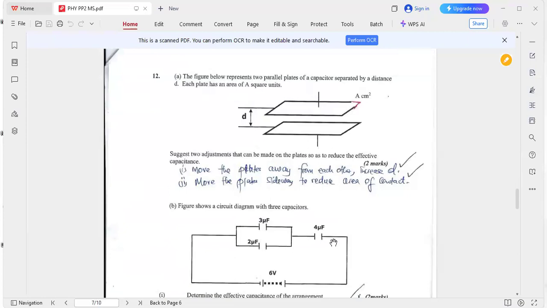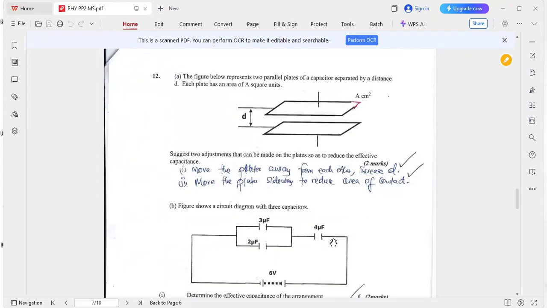Number 12. The figure below represents two parallel plates of a capacitor separated by a distance d. Each plate has an area of S square units. Suggest two adjustments that can be made on the plates so as to reduce the effective capacitance.